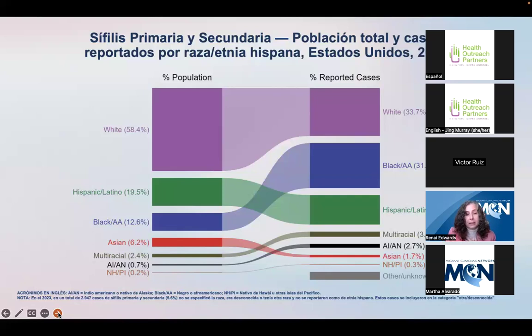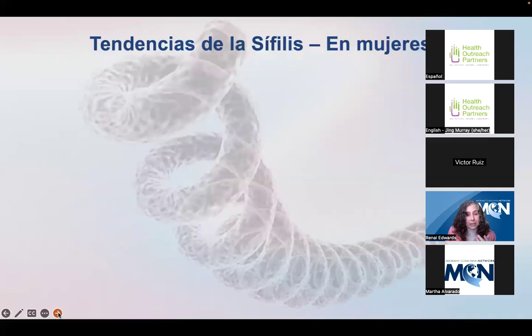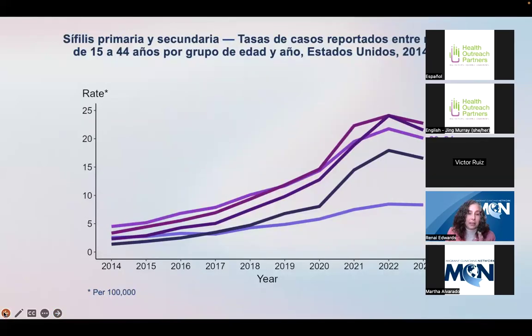Next slide. So the next set of slides will focus on syphilis among people who identified as women in their case reports. The data does not distinguish between cisgender women and transgender women. It's all people that identified just as women when they tested. So I cannot break that information out.